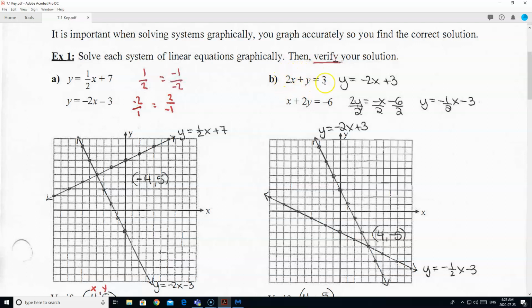You just move everything over except for the y. Make sure the y is on one side, positive, to get it into the form of y equals mx plus b. So negative 2x here, negative 2x here, and then you get y equals 2x plus 3.